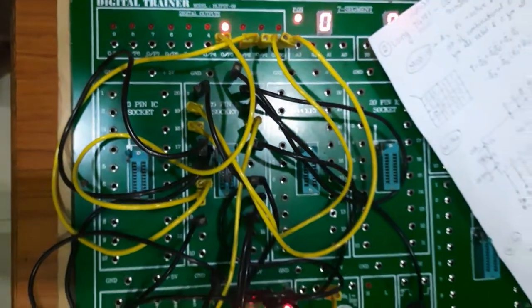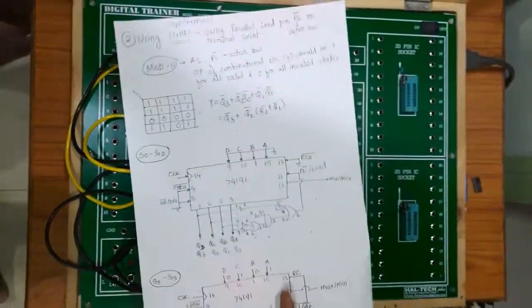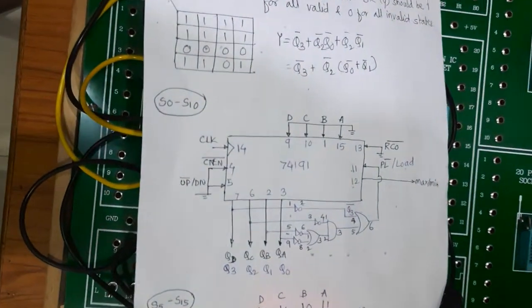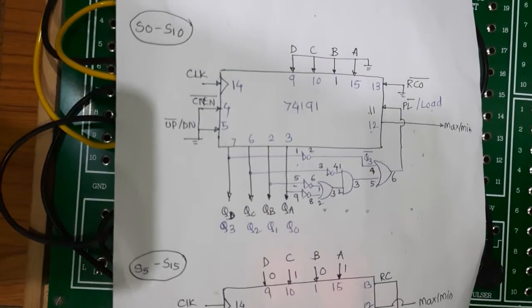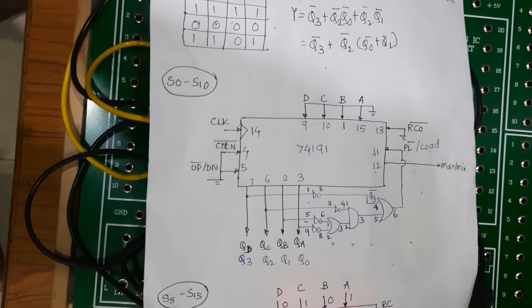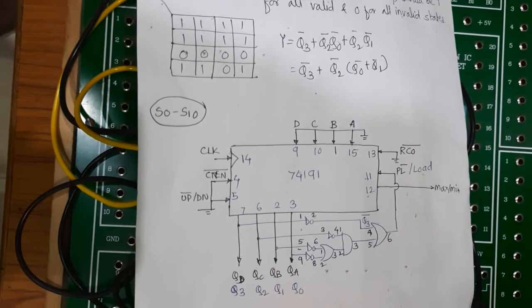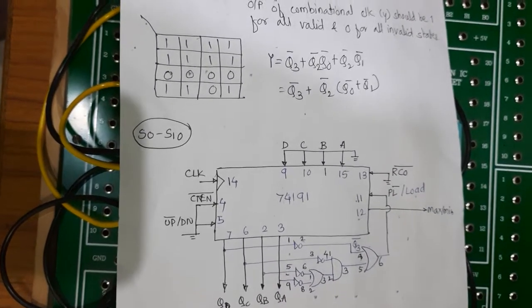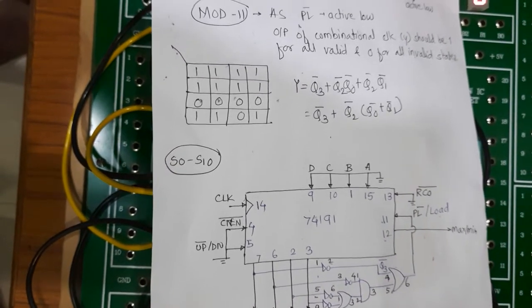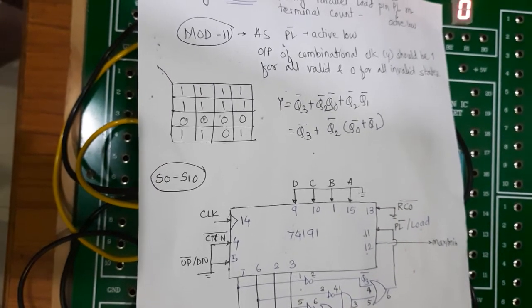Got it? So this way 74191 can be used. This is a synchronous counter IC with positive edge triggering. 7490 is an asynchronous counter IC which is negative edge triggered. That is a decade or BCD counter. 74191 is a binary counter which has the maximum count of 15. 7490 has a maximum count of 10. So this is how mod counters can be designed.